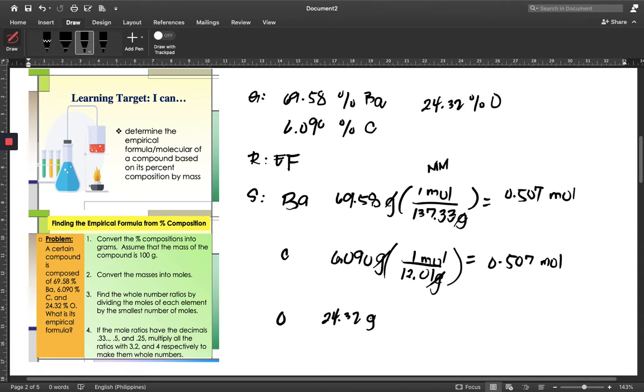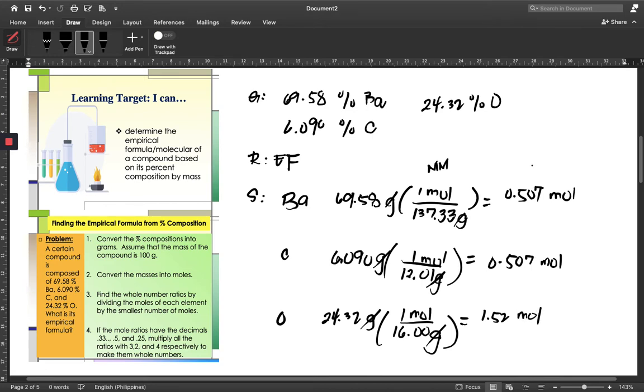All right. And after that one, we'll have oxygen. We know that oxygen has a molar mass of 16.00 grams per mole. And then we get to cancel grams there. So we end up with 1.52 moles of oxygen.